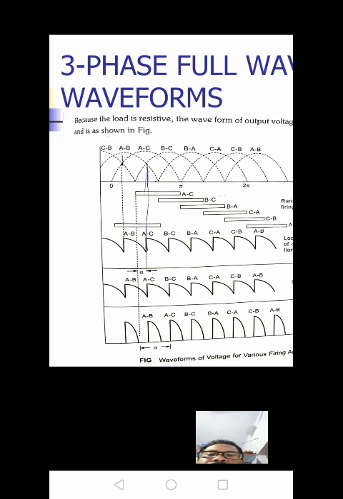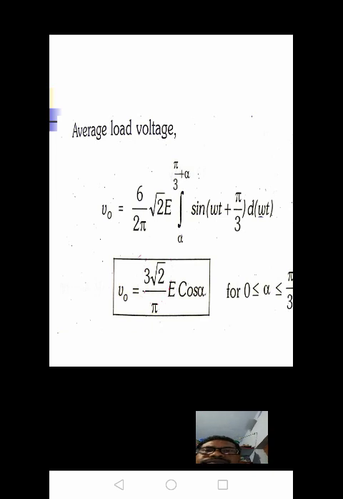They are continuous waveforms. For discontinuous mode, the alpha value, nothing but the firing angle value, should be more than pi by 6. The discontinuity of operation will take place. For this, with resistive load, the output voltage for the full wave rectifier is V0 equals 6 into root 2 into E by 2 pi, integral over alpha to pi by 3 plus alpha, sine of omega t plus pi by 3, d omega t.